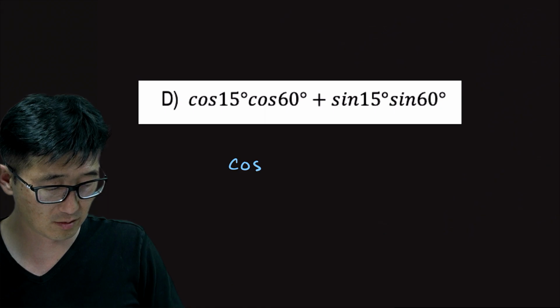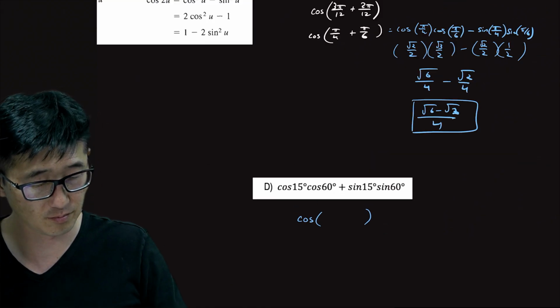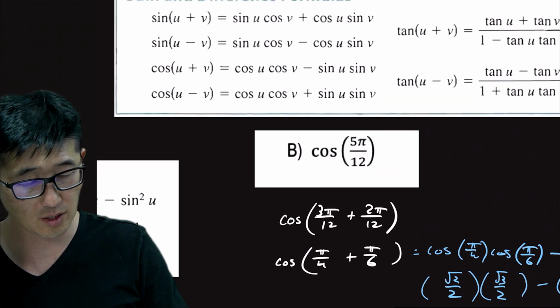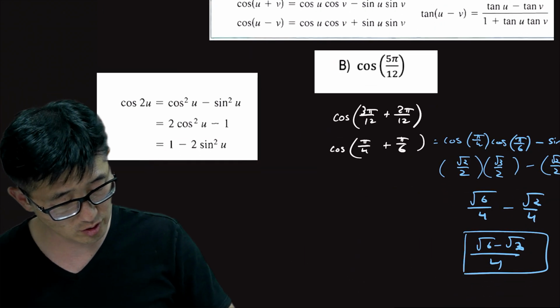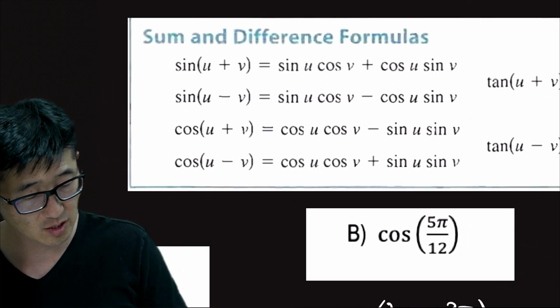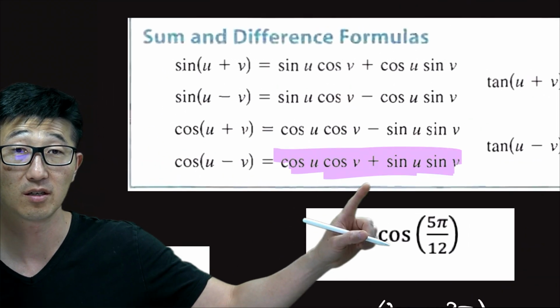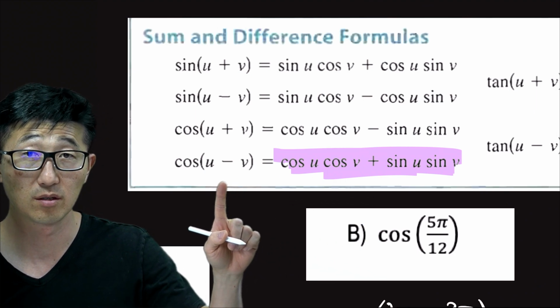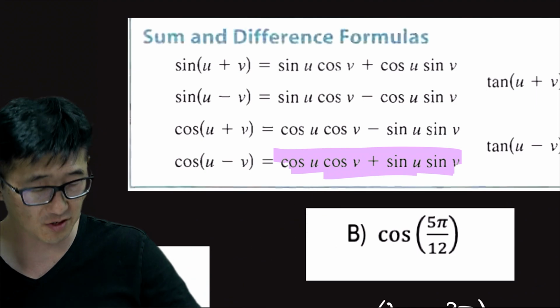Which one is it? The cosine minus sine? Okay, which one? So this is cosine cosine, sine sine with the plus in between. So it's using this formula right there, right? So if you see that, you can convert it back to this one. You see it? So it'll be u minus v.